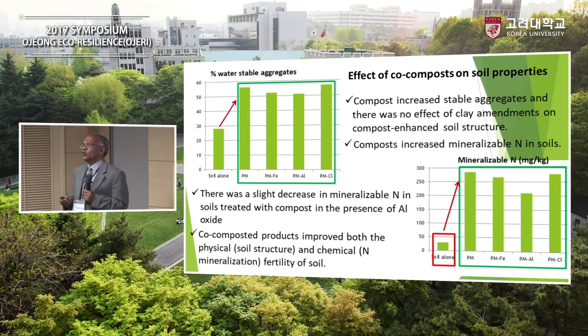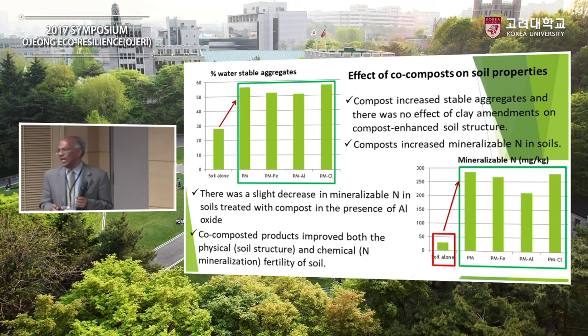One is, we look at when you add this co-compost to soil, what happened to soil physical fertility. That's called water stable aggregates. When you produce more aggregates, that means better. So you can see that is soil alone, that is the compost poultry manure without any clay, and poultry manure with clay. By adding co-compost, you are increasing the aggregation. But the important message is there is no negative effect of adding clay to poultry manure in improving physical fertility.